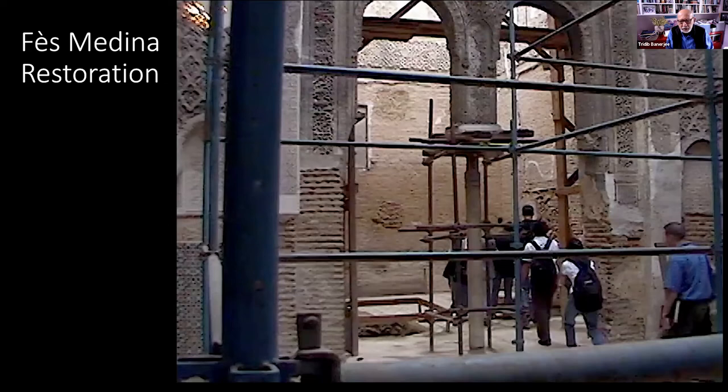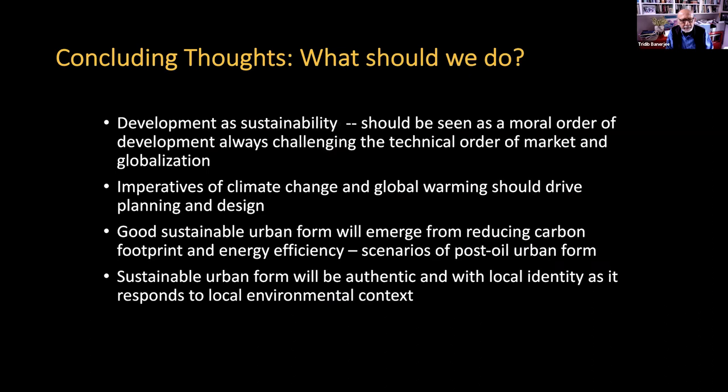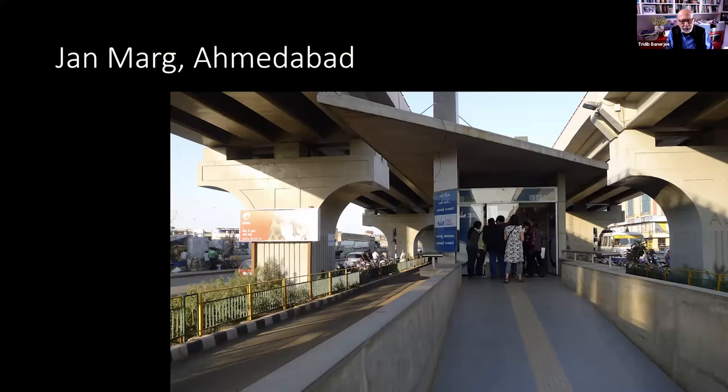The Fez Medina restoration is another best practice, and so is Janmarg in Ahmedabad, which is also a BRT, largely designed by planning professors at CEPT University. They were able to do it very quickly, at very low cost, and in a rather creative way of integrating with the existing street system. And then my last item was the legacy of Patrick Geddes. I don't have any picture for that, but that was my tenth best practice.